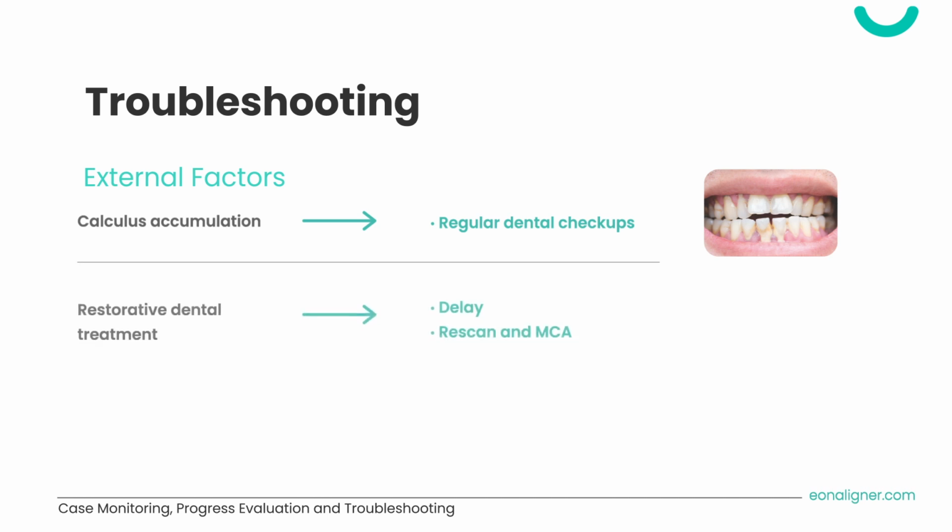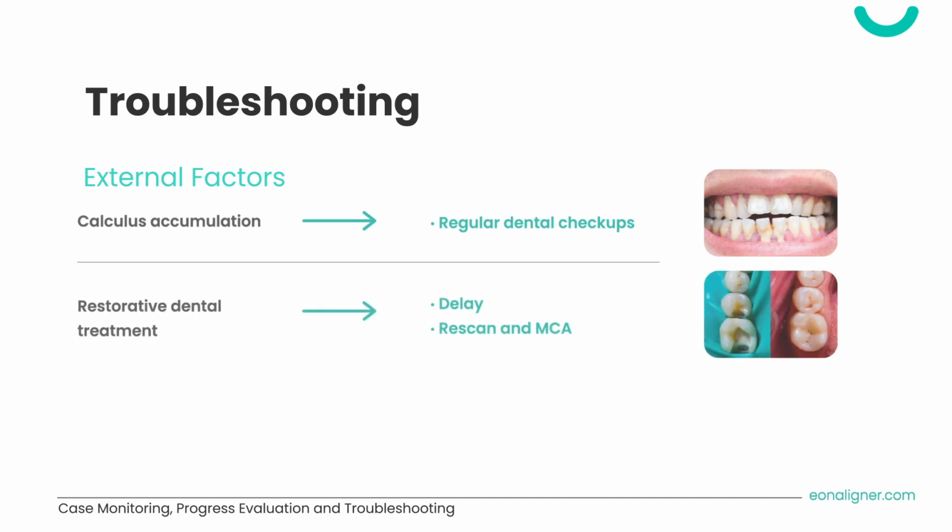Second external factor is restorative dental work. It is recommended to advise your patient to delay an elective restorative or prosthetic dental work till the end of the treatment, because it will affect aligners fitting. In cases of urgency where the patient had to perform any major restorative treatment, take new impressions or scans and ask for mid-course adjustments.